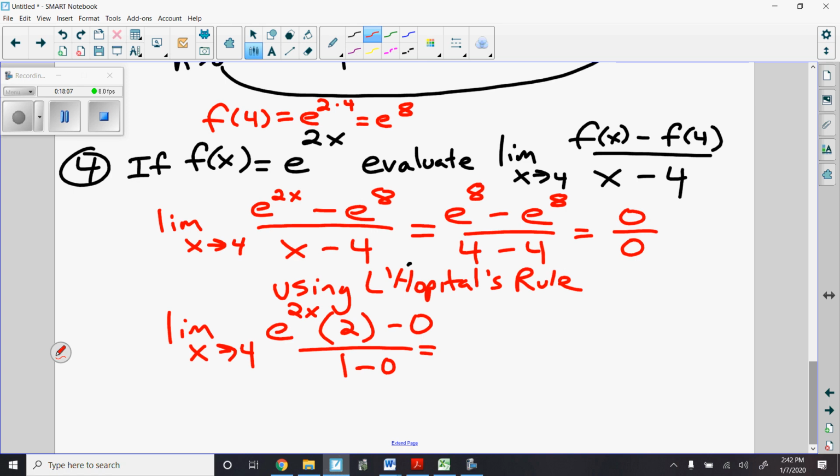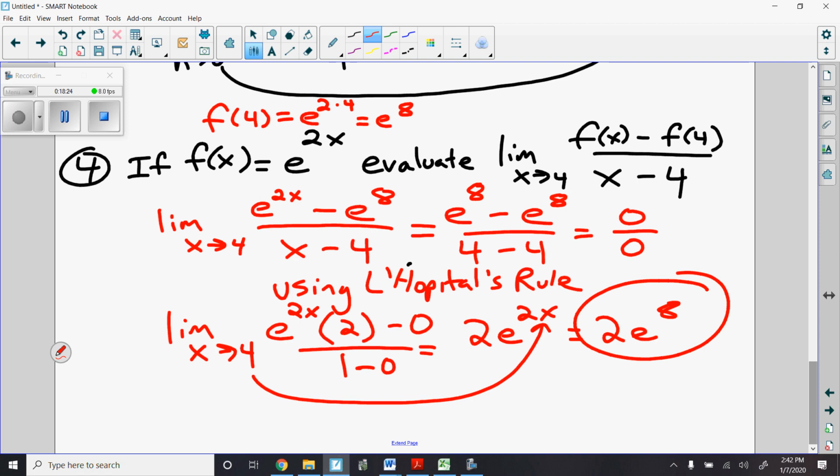So cleaning that up a little bit, I get 2e to the 2x over 1, which I can just call 2e to the 2x. Now I'm going to go ahead and plug in 4 for x. And I'm going to get 2e to the 8 as my answer.